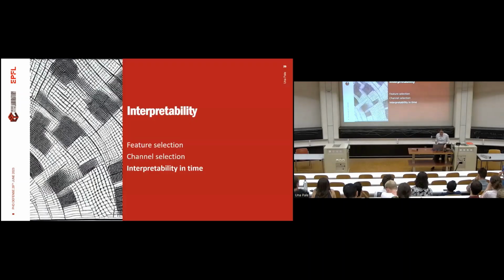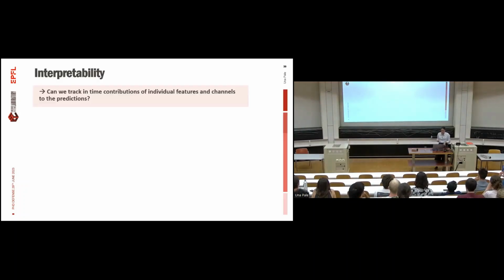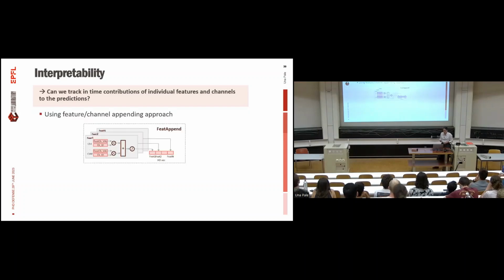And then finally, a little bit of interpretability. I just wanted to show how hyperdimensional computing could be used for this. Interpretability means: can we track in time what was the contribution of an individual feature or channel to the prediction? What we use here is one of the encoding approaches that I briefly mentioned before, and it is a very simple approach.